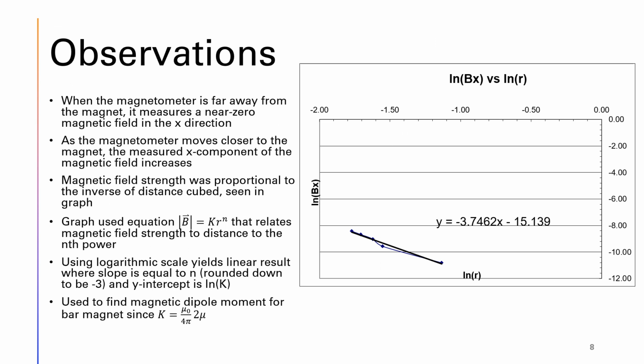As part of my observations, I found that when the magnetometer was far away from the magnet, it measured a near zero magnetic field in the x direction, but when it moved closer to the magnet, the measured x component of the magnetic field increased.